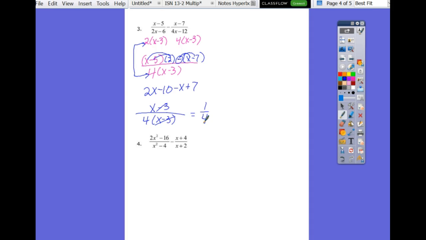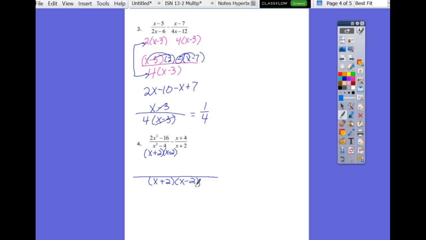All right. So this x squared minus 4, how does that factor? X plus 2, x minus 2. So once I factor that, my common denominator is x minus 2, x plus 2. You're not wrong either. You're all right.